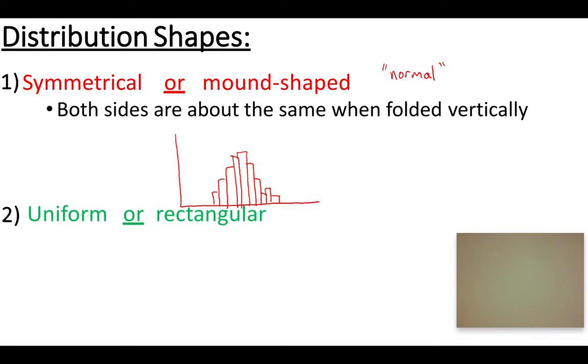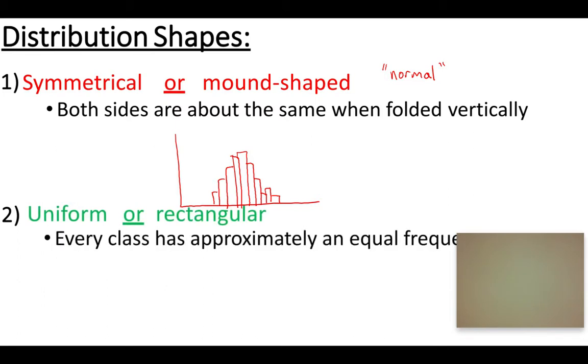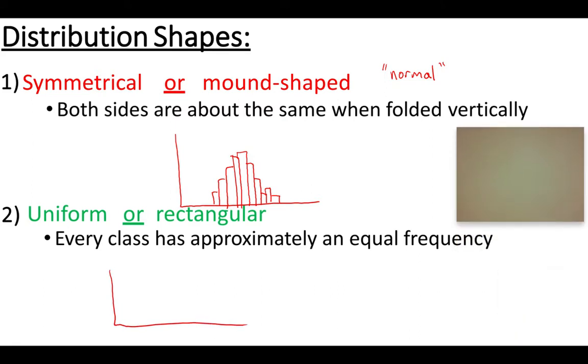Another possibility is a uniform or rectangular shape. And that's the case if everything has approximately an equal frequency. So we've got everything about the same straight across. This one's pretty unusual, but if it was about the same like this across, it sort of has a rectangular shape. So it's uniform, but everything has about the same frequency. There's not really a lot of difference. That would be a uniform or rectangular shape.